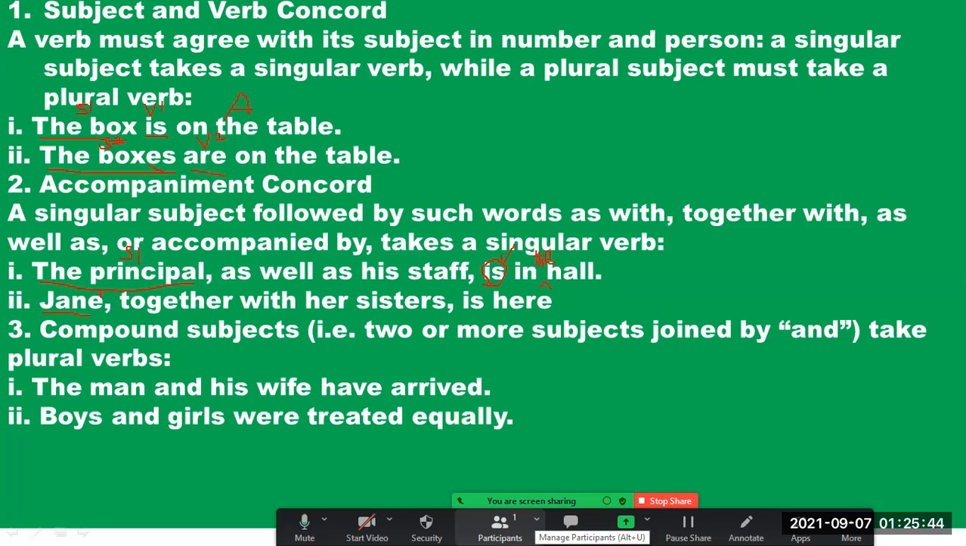Now, it will be different if we say the principal and his staff. That will make it plural. Of course, it will take a plural verb, but when you find an accompaniment, it takes a singular verb. So take note of that.